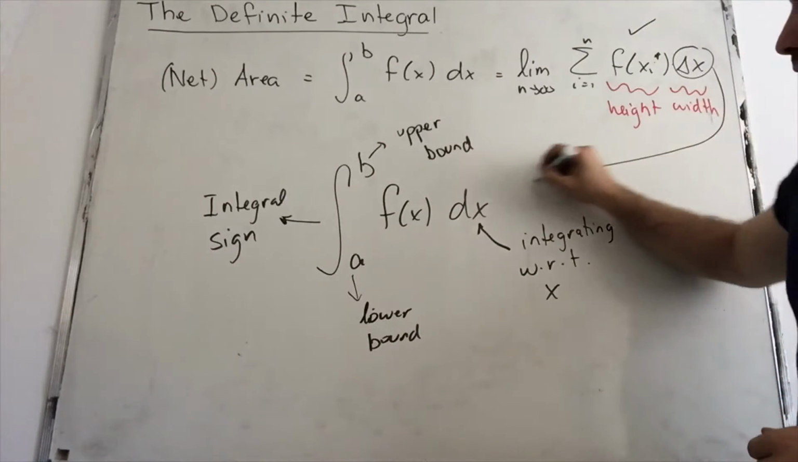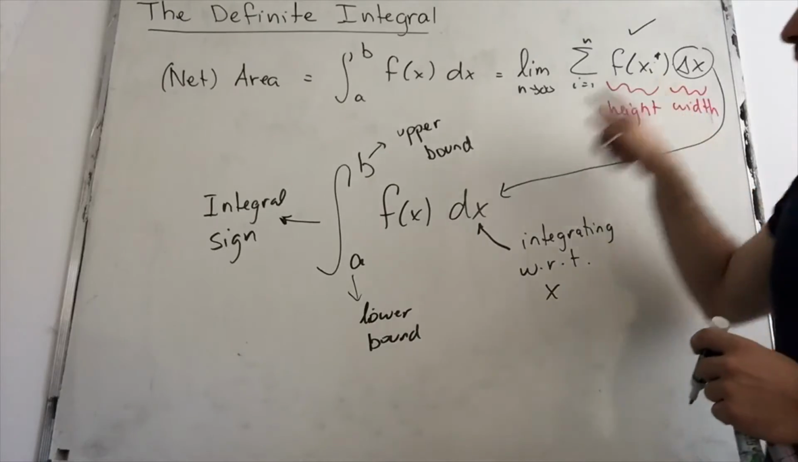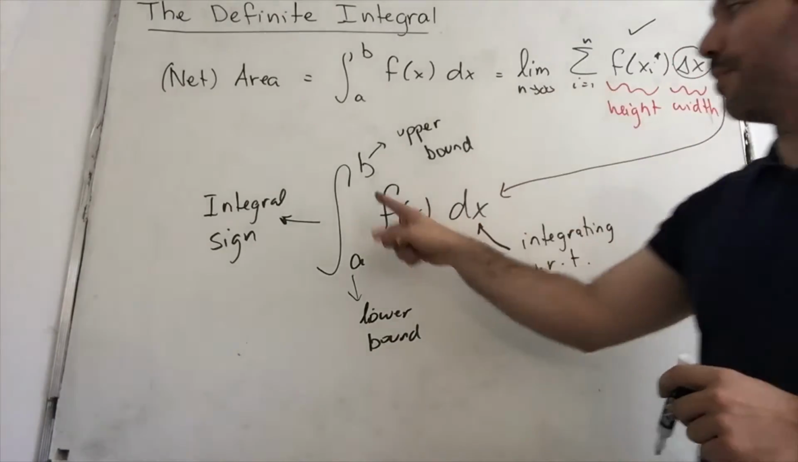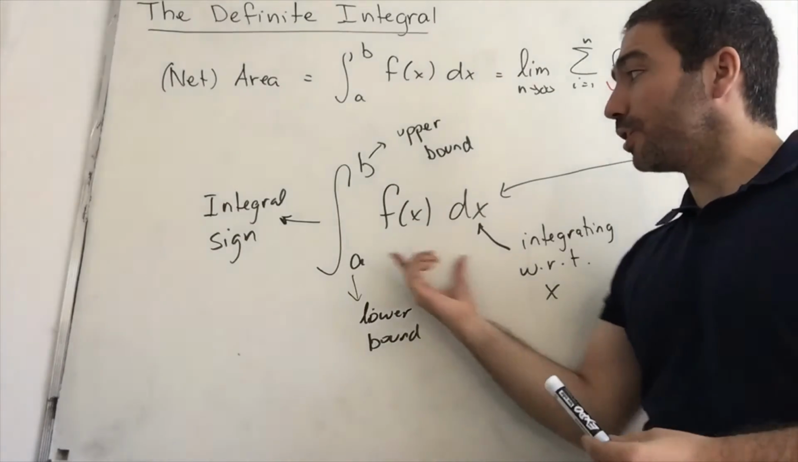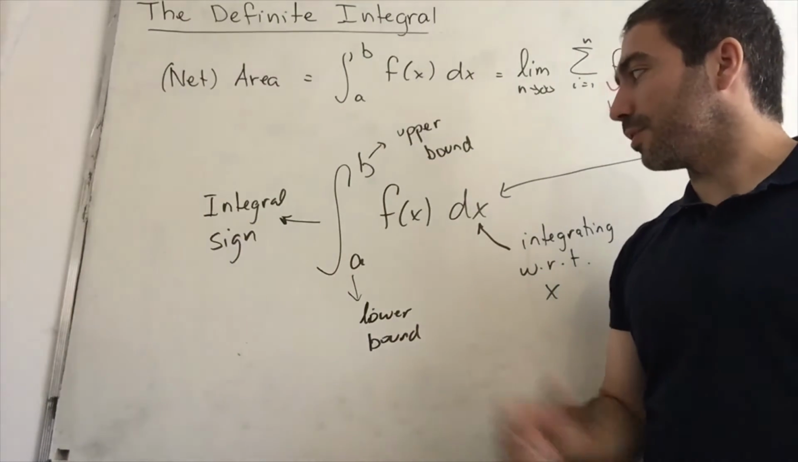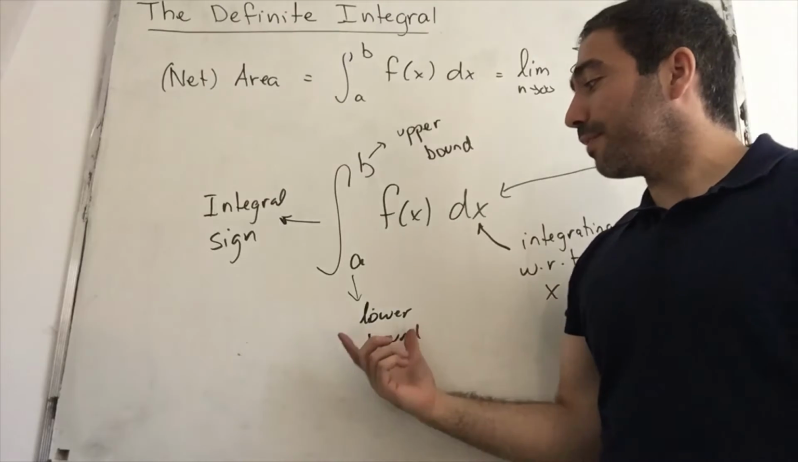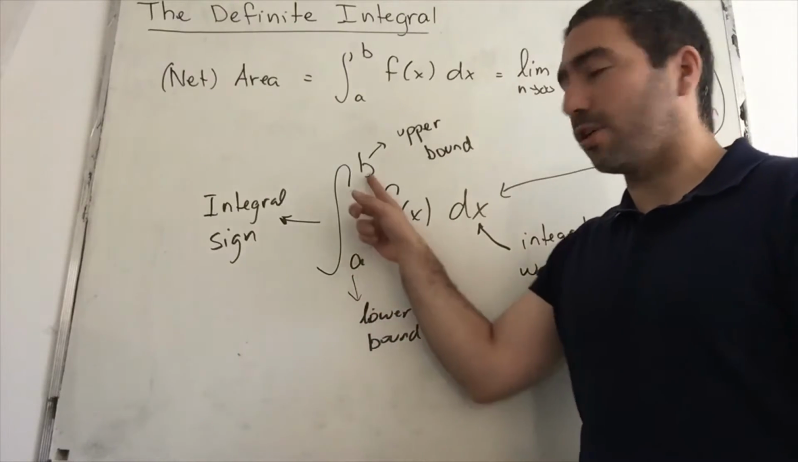Delta x and dx is over here. F of xi is essentially the function, and the limit of the sum is the integral sign. Okay, so this is the notation for integrals. And we know it's definite because the bounds are defined.